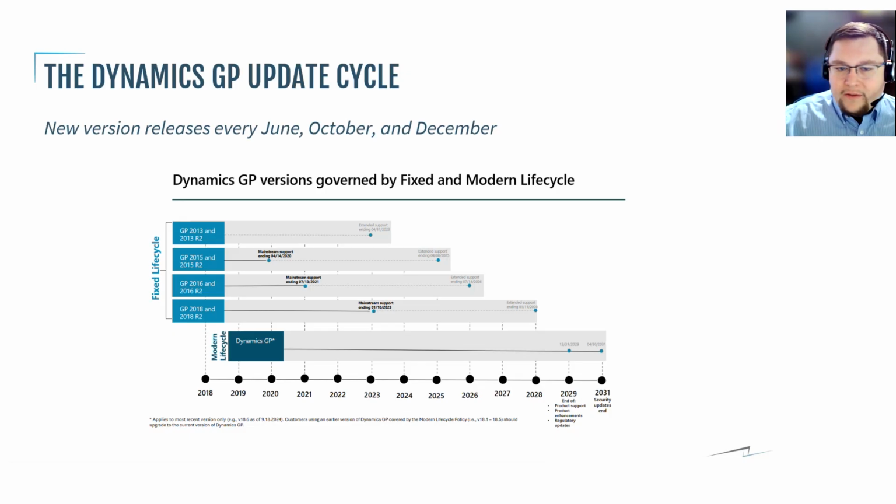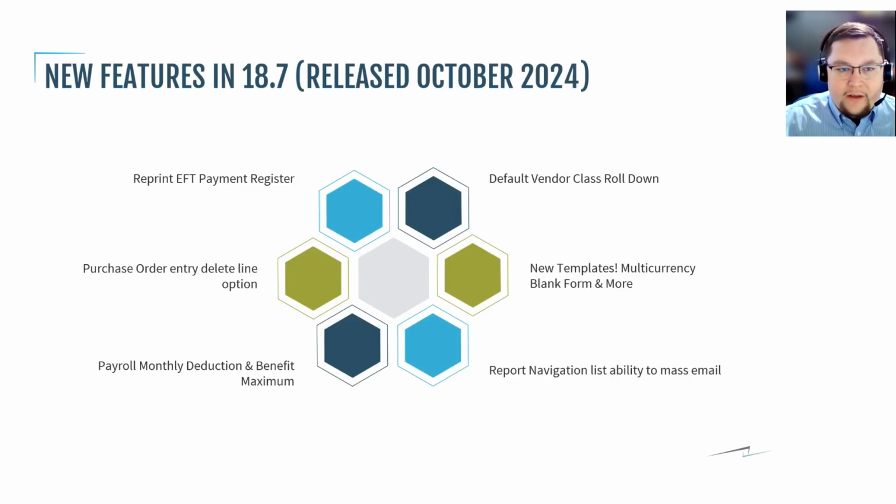With that in mind, what sort of things have we seen new in GP here in version 18.7? This was released in October 2024, so it was the large flagship release for last year. And there's a lot of things that were included in that. Overall, we're not seeing major sweeping changes or huge new functionalities, but a lot of what we see are quality of life improvements and improvements to things that folks are using every day. And we'll talk a little bit more later on how you can potentially get those included in future updates.